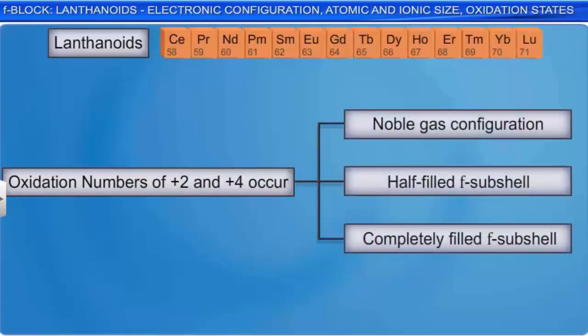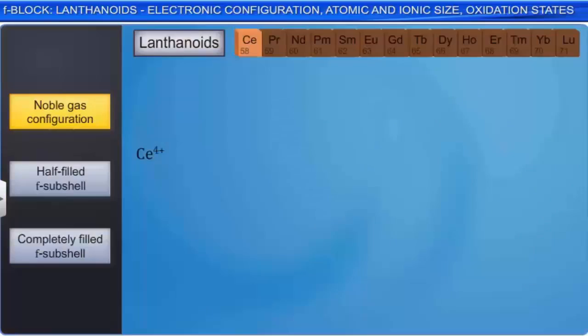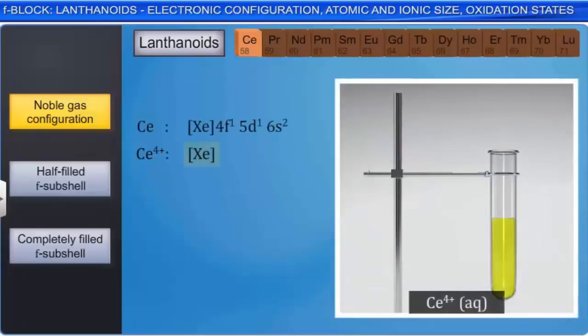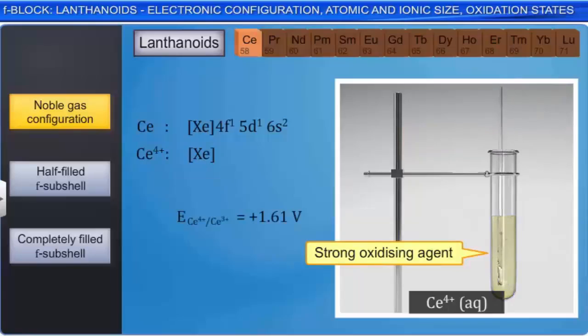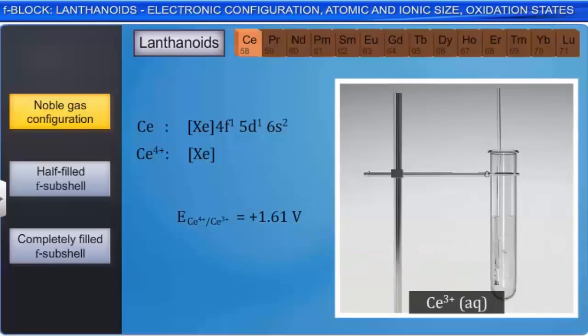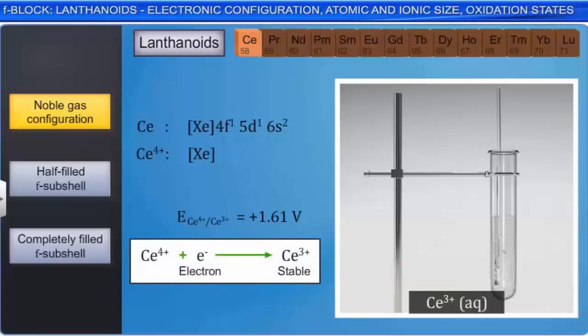An example of the first case is the cerium 4+ ion. Although cerium 4+ is favored by its noble gas configuration, it is a strong oxidizing agent, which is evident by the standard reduction potential value of the cerium 4+, cerium 3+ couple. Therefore, it reverts to the stable +3 oxidation state. In addition to cerium, neodymium, promethium, terbium and dysprosium also exhibit +4 oxidation state in their oxides.